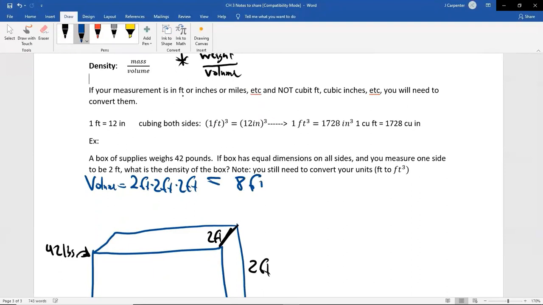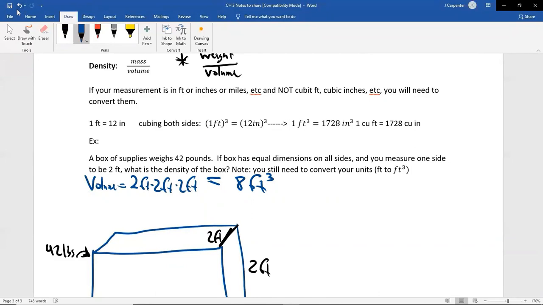And some person might say this is 8 feet, and it's wrong, because you have feet times feet times feet, which is feet cubed. It's like having 3 times 3 times 3 is 3 cubed, or x times x times x is x cubed. So that's it. There's our volume.